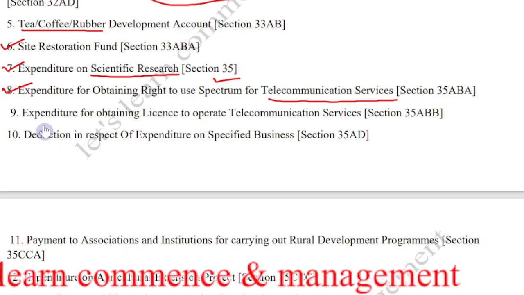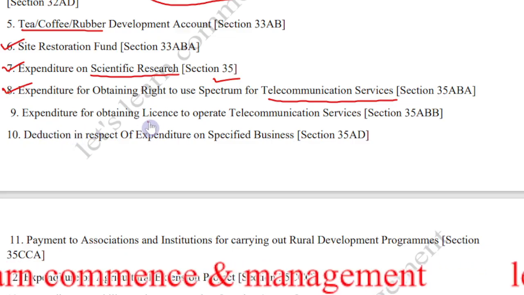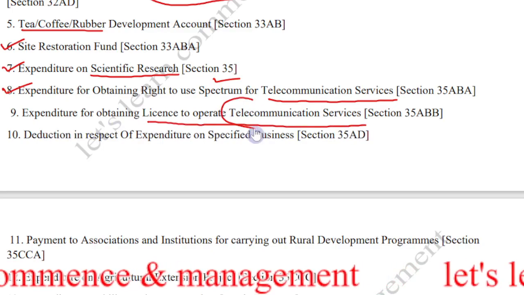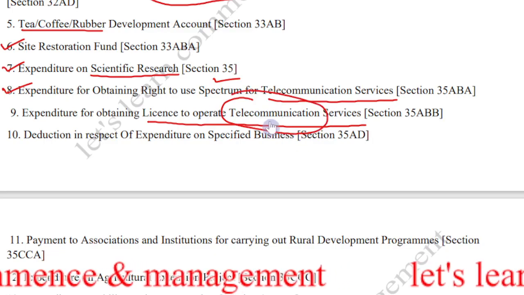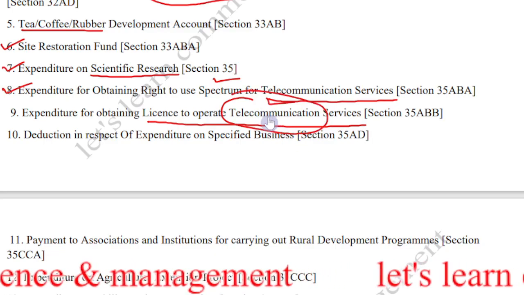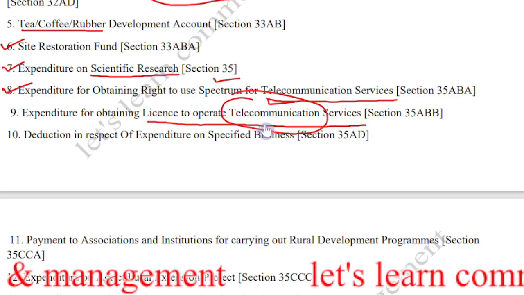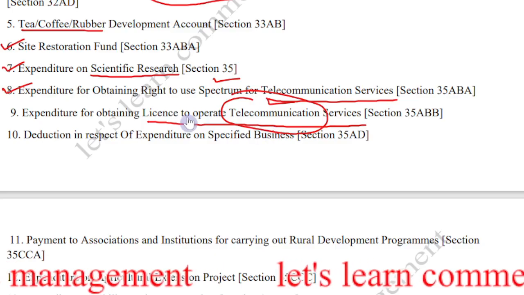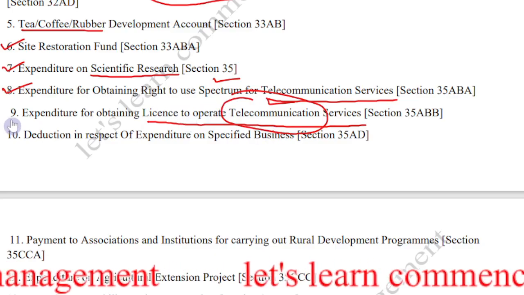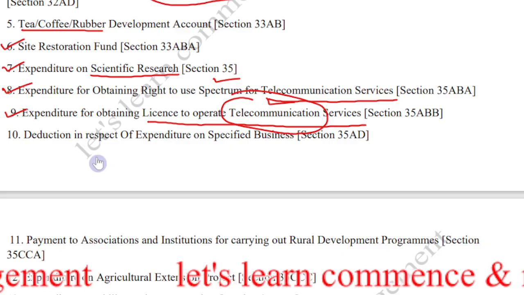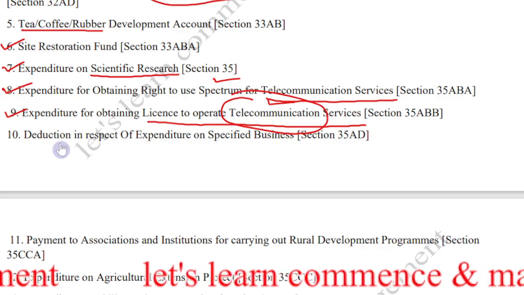Then expenditure for obtaining license to operate telecommunication service, because it is their business. Telecommunication is their main business. So any expenses made towards getting license or getting spectrum is considered as a valid expenditure and deduction is allowed for the same.